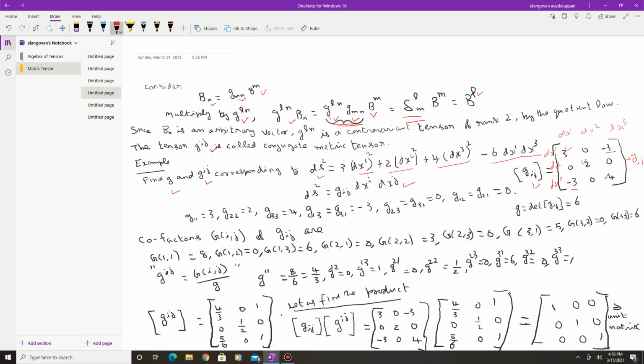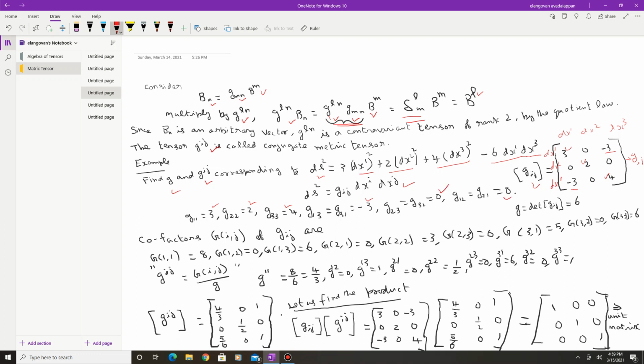So G11 is 3, G22 is 2, G33 is 4, and G13 is equal to G31 is equal to minus 3, because since it is a symmetric tensor, the coefficients are like this. And the components G23 and G32 are 0, because dx2 dx3 is not present, and the dx1 dx2 term is not present in the line element, so they are 0.